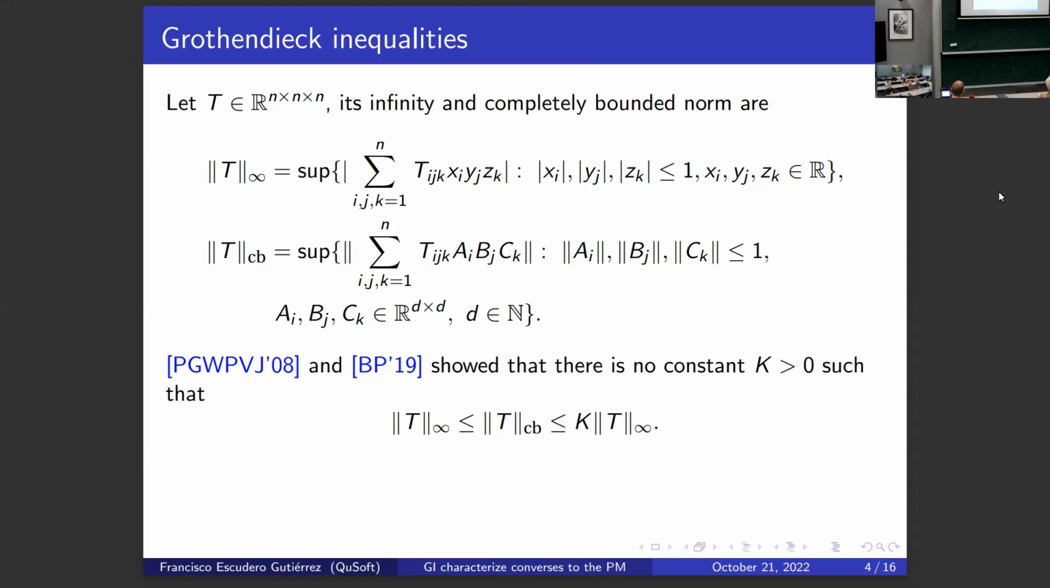Okay, so the takeaway message so far is that the Grothendieck inequality is something that relates the infinity norm and the completely bounded norm, saying that they are equivalent when you're working with matrices, but that inequality is no longer true when you are working with tensors with more than 2 entries.